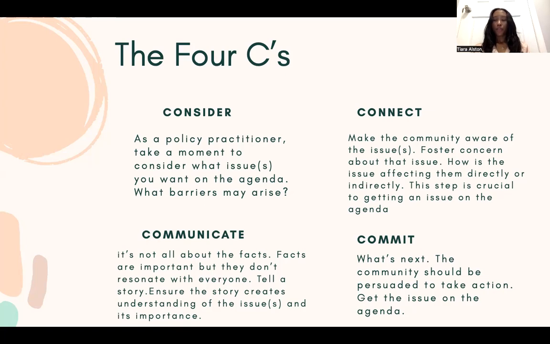So after telling all this information, really drawing in the public, showing them why it's important, the community should be persuaded to take action. So your goal is that the community will support you and agree with you that this issue needs to be on the local agenda.